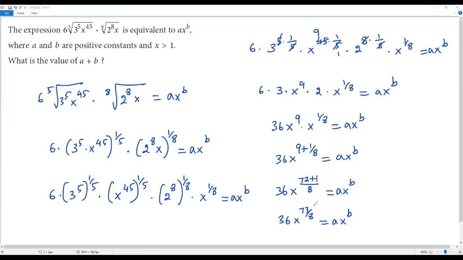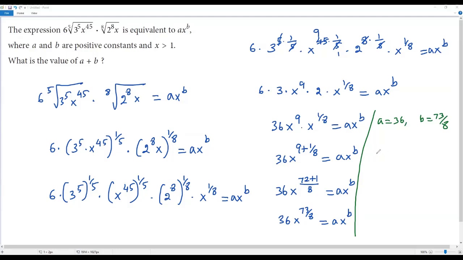Now the expression we have on the left side is exactly in the form a times x to the power of b. In the place of a, we have 36, so the value of a is 36. And in the place of b, we have 73 over 8, so the value of b is 73 over 8. Now I have the values of a and b.